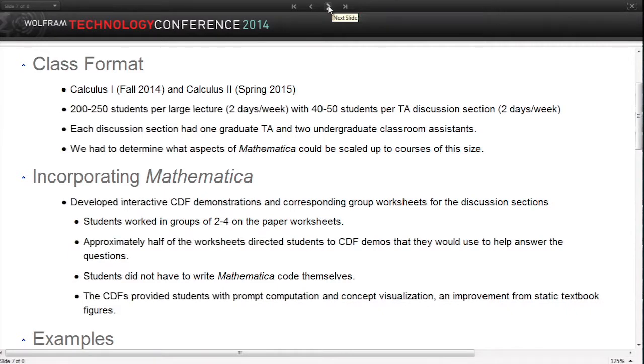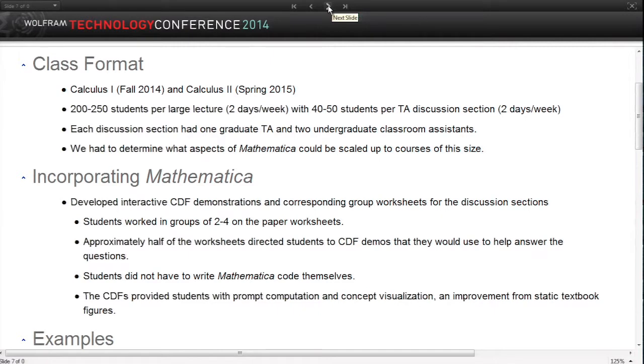So one thing to note, though, is that in using these CDFs, students are not going to be using Mathematica commands or code anymore. That is one thing we had to let go of. But the good news is that these CDFs are providing students with that prompt computation and concept visualization, which is certainly an improvement over static textbook figures. We can all agree that the Manipulate command is certainly something that we can't live without now. At least I cannot live without it in the classroom.